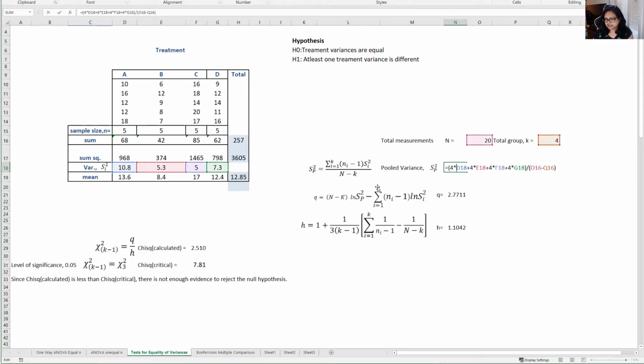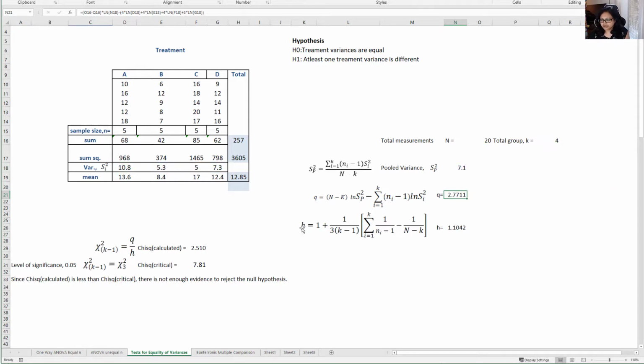You can see that I took the sample size minus 1, which is 4, and each of them is multiplied by its variance and divided by n minus k. That means 20 minus 4. I found the Sp square, and then I plugged it in here, and you can see that I found the Q value. For the Q value, I used the variances, the Sp square, and the number of measurements and treatments. I also used the logarithm. You can see I used the natural logarithm.